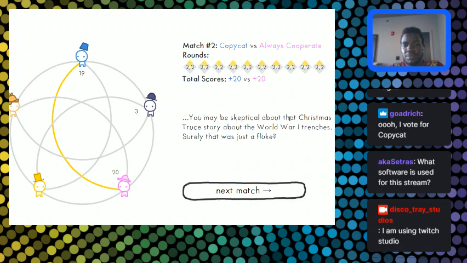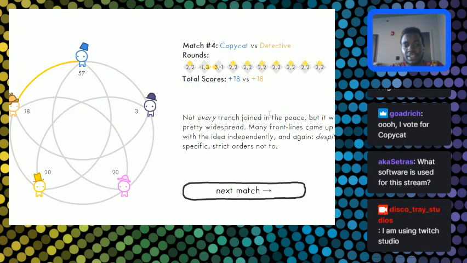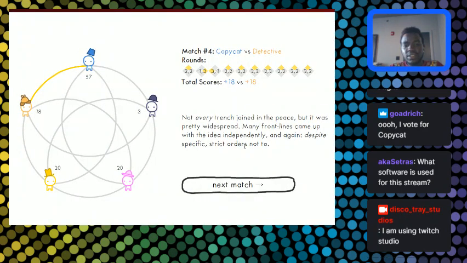You may be skeptical about that Christmas truce story from the World War. Surely that was just a fluke. Another tie. Yes, the truce was dramatic, but it was neither unique nor unusual. Another tie. Not every trench joined in the peace, but it was pretty widespread. Many frontline units came up with the idea independently, and again, despite strict orders not to.